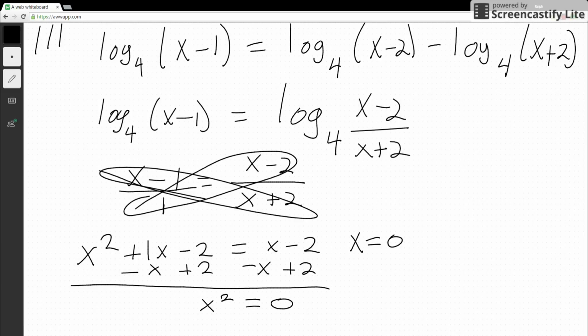Well, I've got a bit of an issue here, because if you look at the original question, the highest power was a 1. So I raised the power in this process, so I could have created an extra solution or no solution. So I have to go back and plug this in. And if I plug in a 0 right here and right here, I'm going to get negative numbers, and I can't do that. So the answer is no solution.